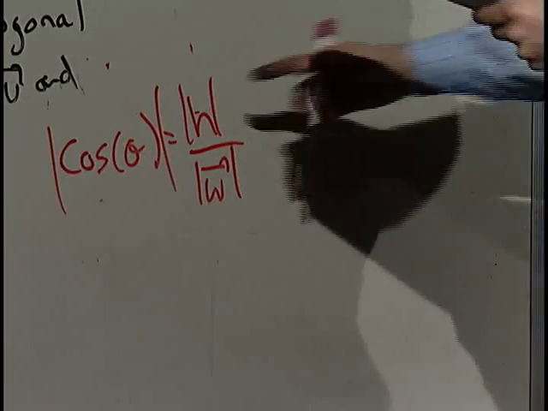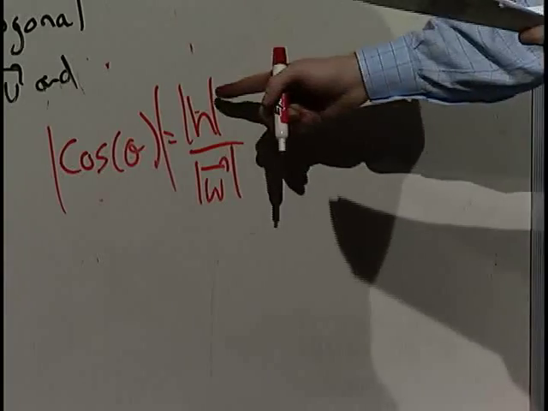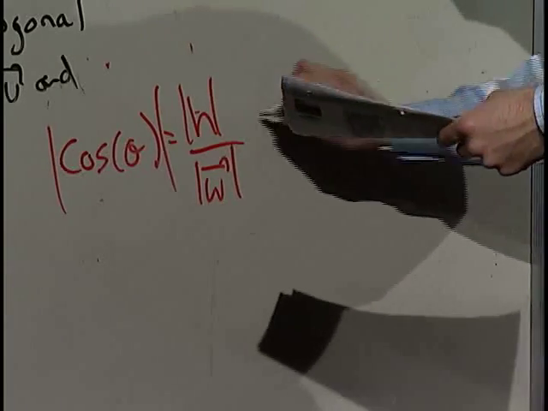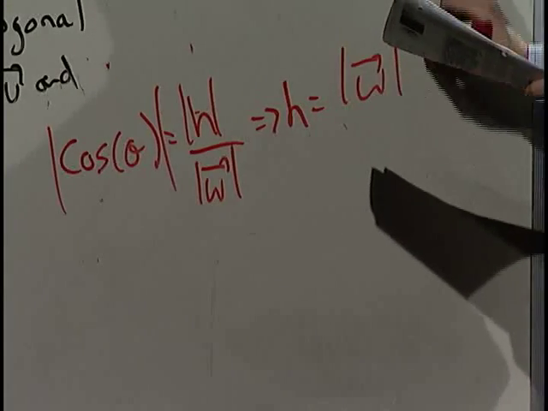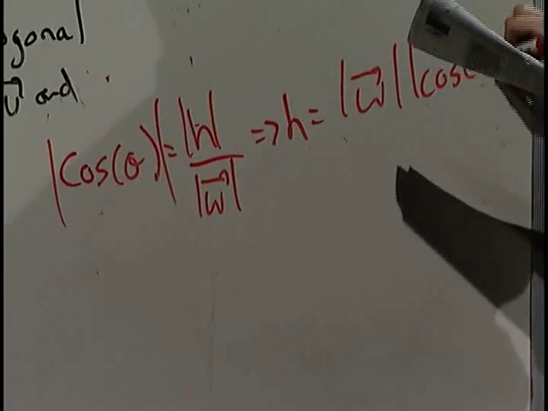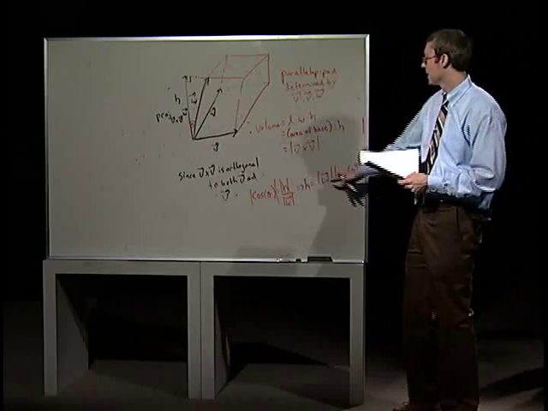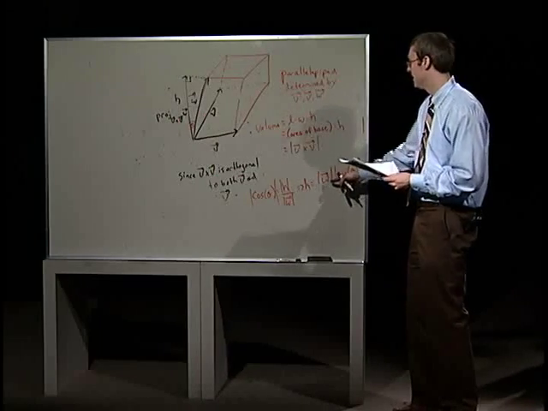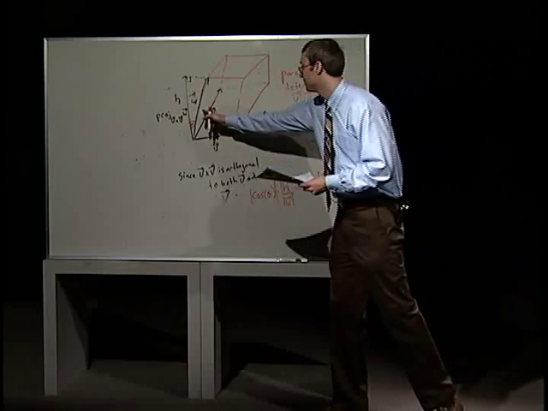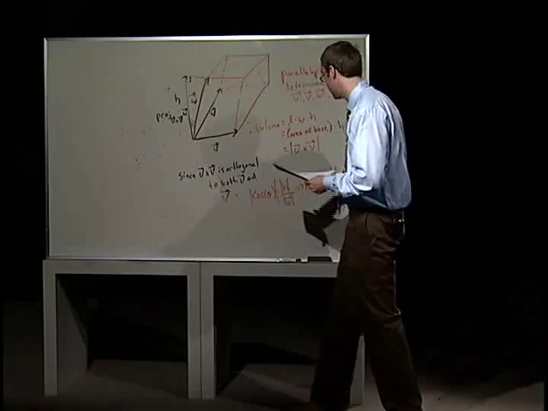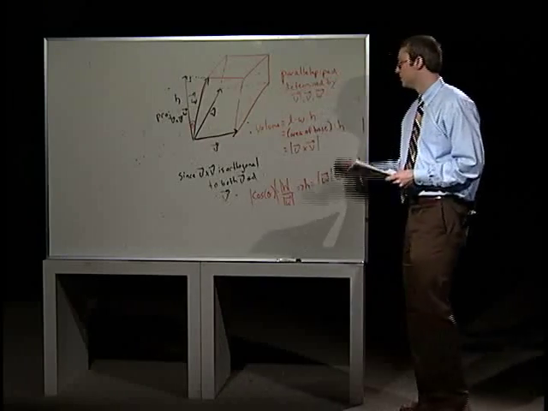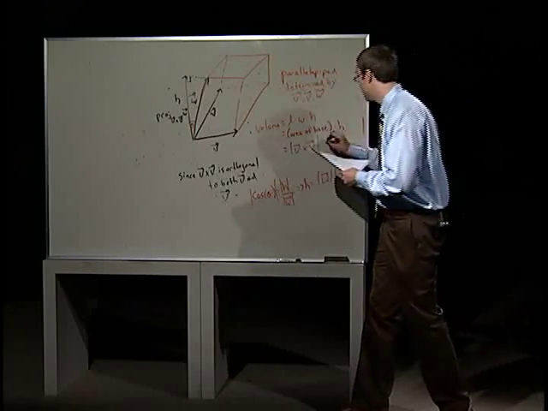And so what does that end up giving us here? Well, if we want to figure out what h is, that means h is equal to the length of w times cosine theta, like that. So this is an expression for the height here. It is the length of this vector w times cosine of this theta here, between this projection and w vector, okay? So we have an expression for h.